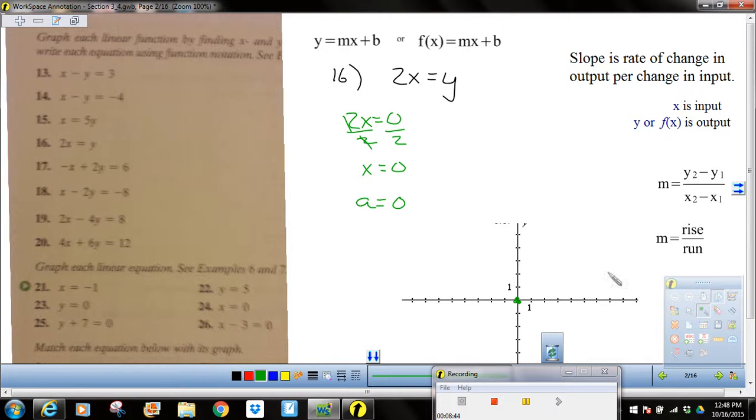And now I'm going to do the y-intercept. Change colors here. To do the y-intercept, I'll let x be 0. 2 times 0 is 0. So if y is 0, my y-intercept is 0. Makes it kind of difficult to do a graph with only one point, isn't it?